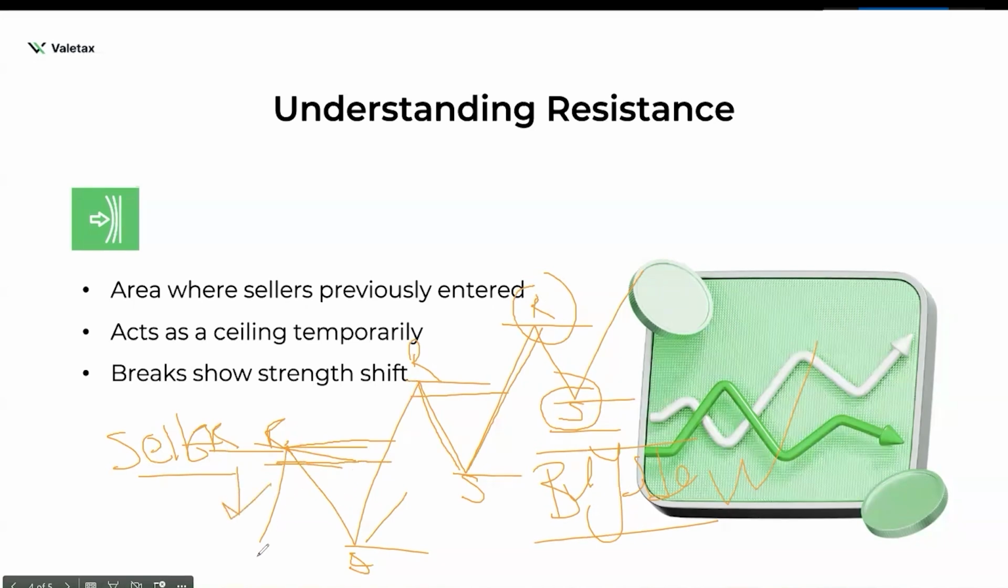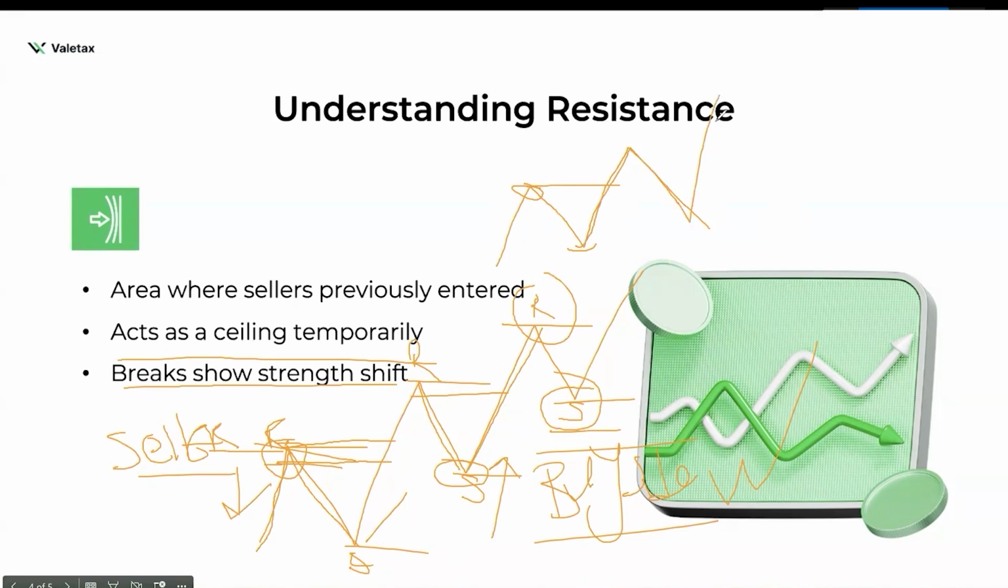It shows buyers failing to break above that level and prices coming back down. So resistance shows sell pressure, support shows buying pressure. Now, the reason a break above a resistance or a support shows a strength shift is that every time a resistance is broken, it shows that the sellers are no longer active and buyers have dominated the market.